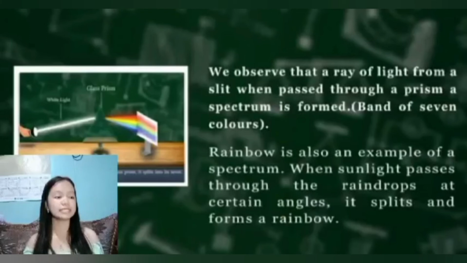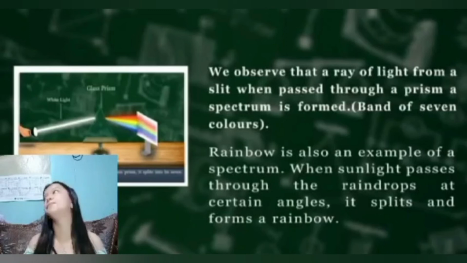A rainbow is an example. When the sunlight passes through the raindrops at a certain angle, it splits and forms a rainbow. So that is one example of a dispersion of light.